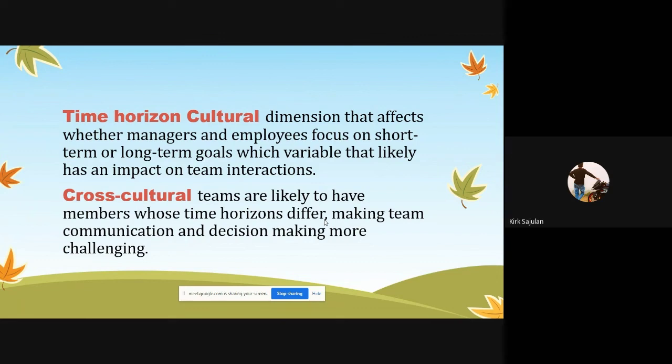Second is cross-cultural. Cross-cultural teams are likely to have members whose time horizons differ, making team communication and decision making more challenging. An impressive example of expansion to new territories using cross-cultural management is the multinational merger of the Coca-Cola Company.